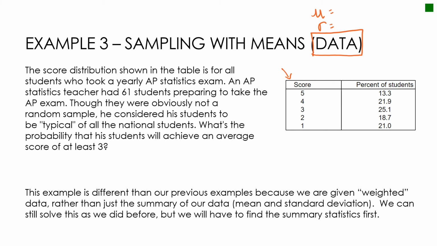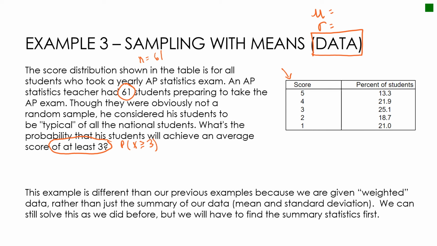So what I'm looking for here, and again, the question, in case you have been listening to me talk and haven't read the question, is that this is the table for score distribution for an AP statistics exam. There were 61 students, so of course n is 61, and they're not a random sample, but we considered his students to be typical of the national students. What's the probability that his students will achieve an average score of at least 3? So I'm trying to find the probability that x is greater than or equal to 3.